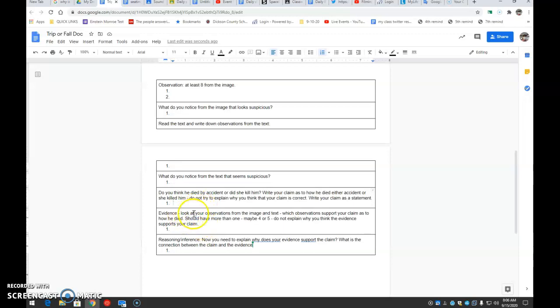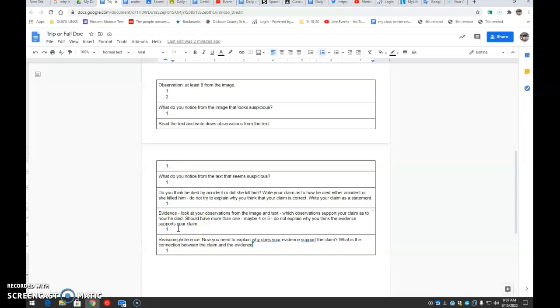Then, as it says here, you're going to look at your observations in the image and text. Write the observations that support your claim, how he died. You should have more than one. You could have 4 or 5 evidences for how he died or why he died. That will be written here. But don't explain why you think that tells you that he died. Just say it as a fact.